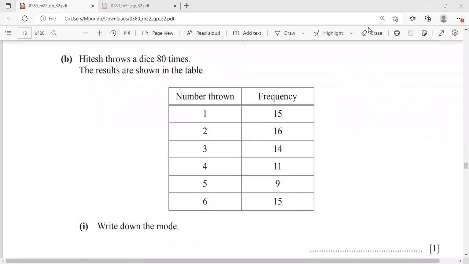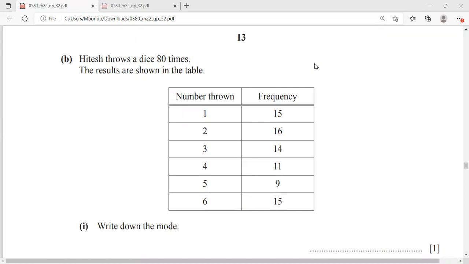Hello guys. If you have been following my videos, you will notice that the previous one just cut. So I'm continuing from where we ended on the previous video. This is part 3 and the last part of this paper.